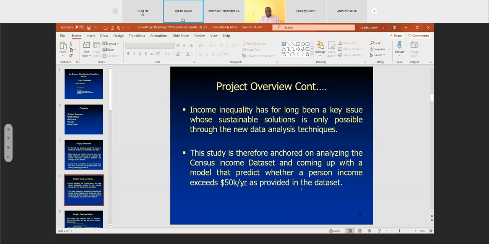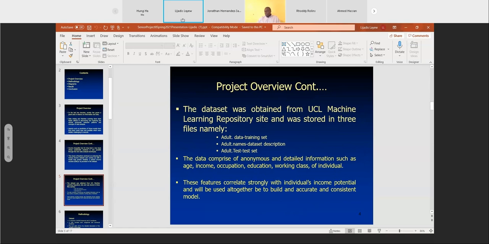The dataset was from the UCI machine learning repository site. That's where I got it. The data was obtained from the UCI machine learning repository site, as I said before, and was stored in three files, namely adult data, which is the training set, adult names, which is the dataset description, and adult test, which is the testing set.